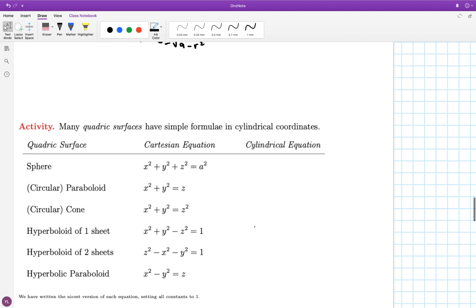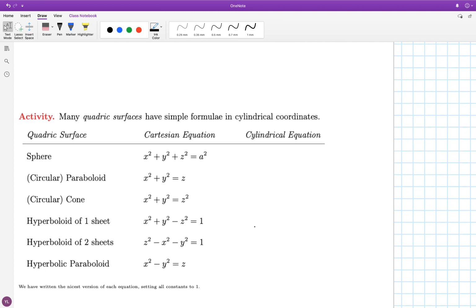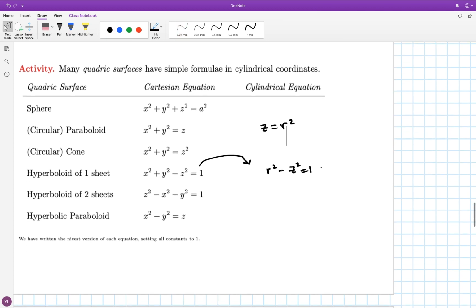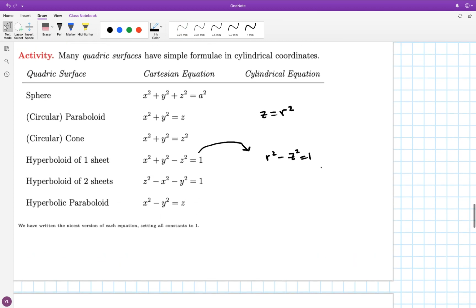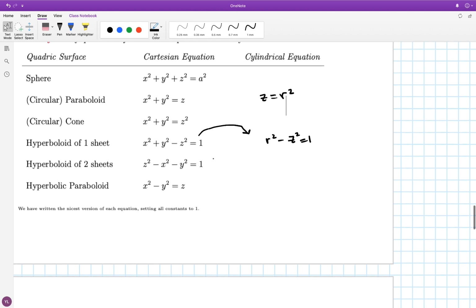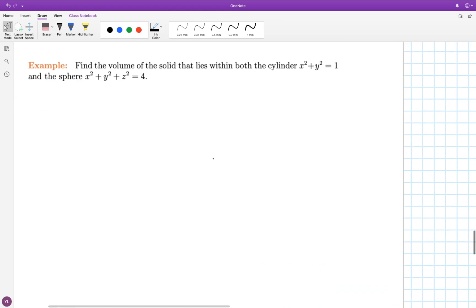Okay, and it's a good practice to take all of these quadric surfaces. We just did a sphere, but you can do any one of these guys and write it in a cylindrical equation. Since you have lots of x squareds and y squareds, for example, the hyperboloid of one sheet becomes r squared minus z squared equals 1. And the paraboloid becomes z equals r squared, and so on. So you can fill out the rest of those. If later you're trying to integrate over an object that's formed by a quadric surface, you're going to be doing this.